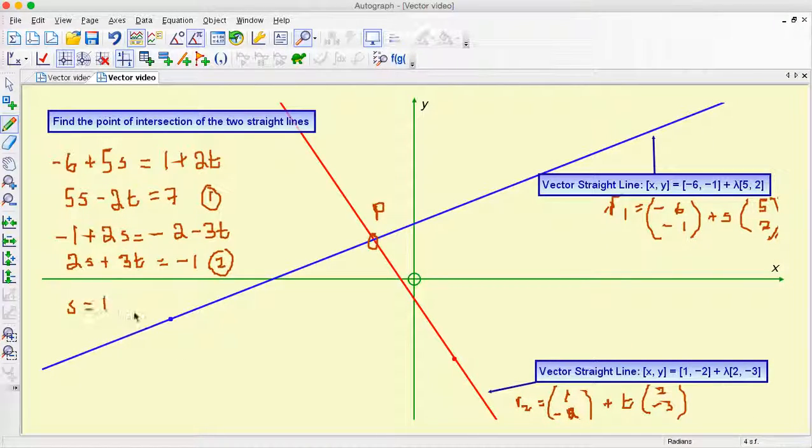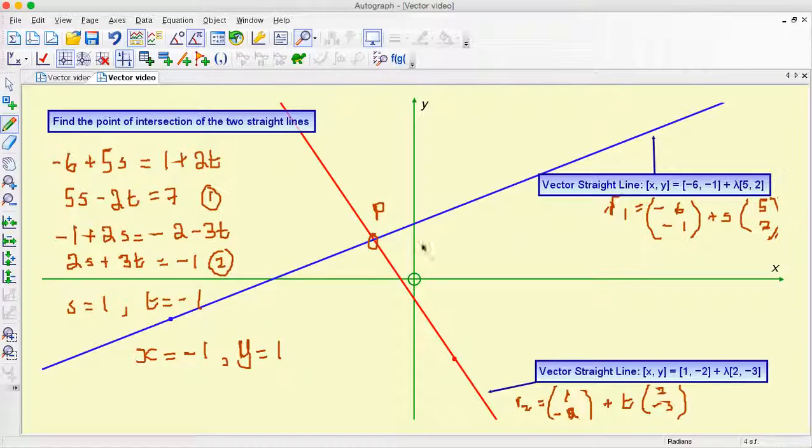So if s is 1 and t is -1, let's just go back to here and make s 1. We've got -6 plus 1 lot of 5. The x value there is -1. And using s as 1, again, -1 plus 2 is going to give me 1, which looks about right. So that's the y value.